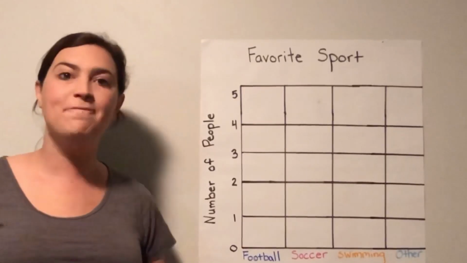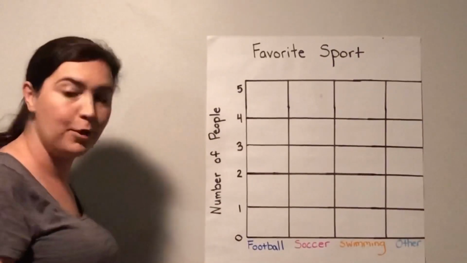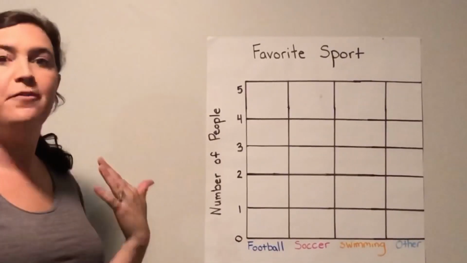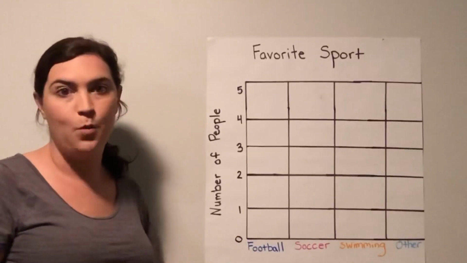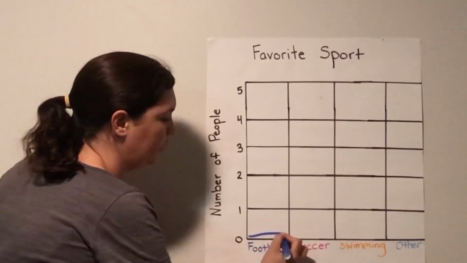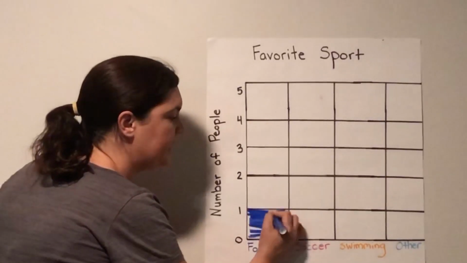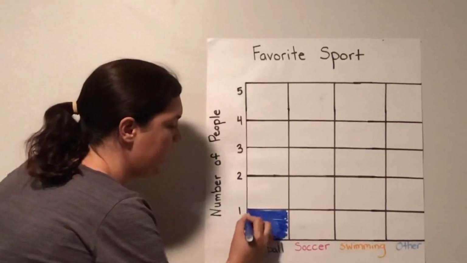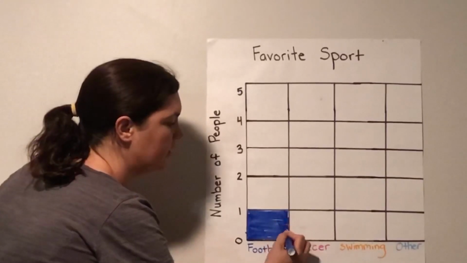Now we're going to fill in our information using the data that we gathered from our friends. So let's look at our first category. Our first category is football. So when we asked our friends what their favorite sport was, we had one friend that said football was his favorite sport. So now we're going to fill in our bar graph up to the number 1. I'm going to use blue for this one. When you're doing your bar graph, you want to fill it in all the way up to the line so that if you were to look at this bar graph, you could see that there was one person who chose football as their favorite sport.